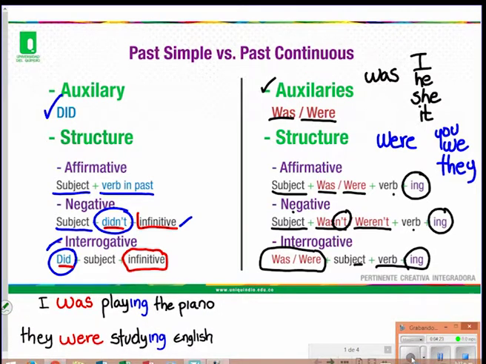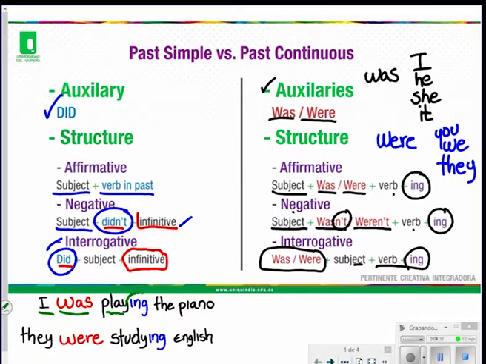Okay, let's analyze the example. Subject, auxiliary verb for singular, and the action verb plus the ing. I was playing the piano. For plural, they, the auxiliary verb, the action verb, and the ing. Let's continue.